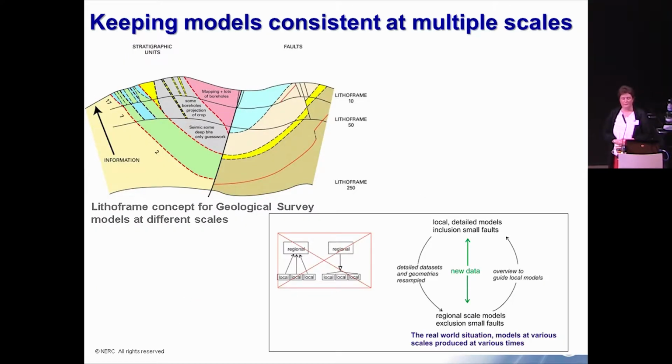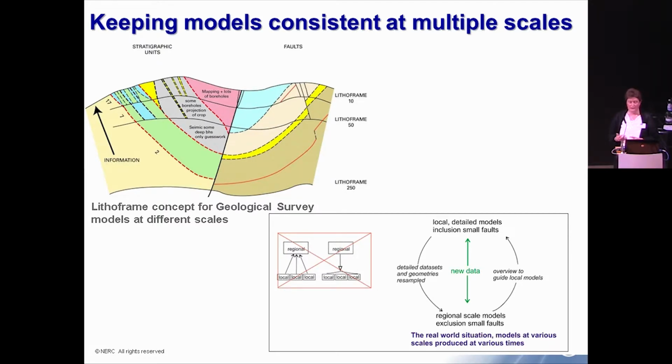And some time ago in BGS, we developed a concept which at the time was called lithoframe, and we talked about creating geological models at different scales and what might be incorporated in those models. So in the coloured cross-section image up here, in detailed models which are in the zone close to the surface, we would have a lot of data, we'd have a lot of detail, and as we move deeper and we zoom out, then clearly those models become more generalised.